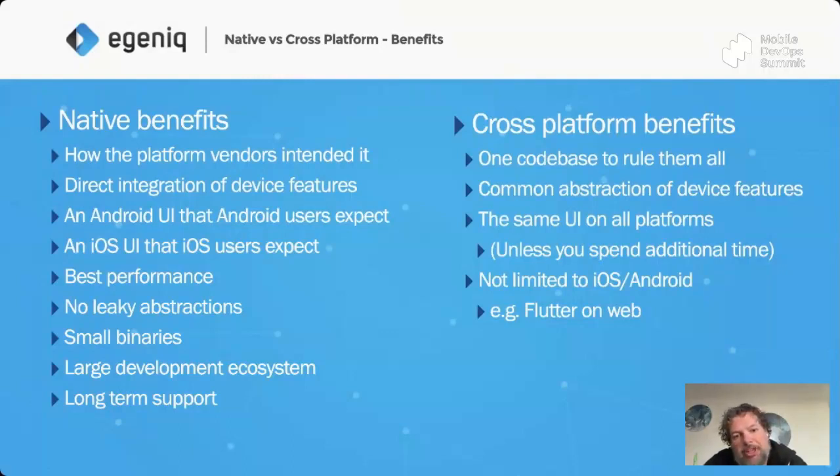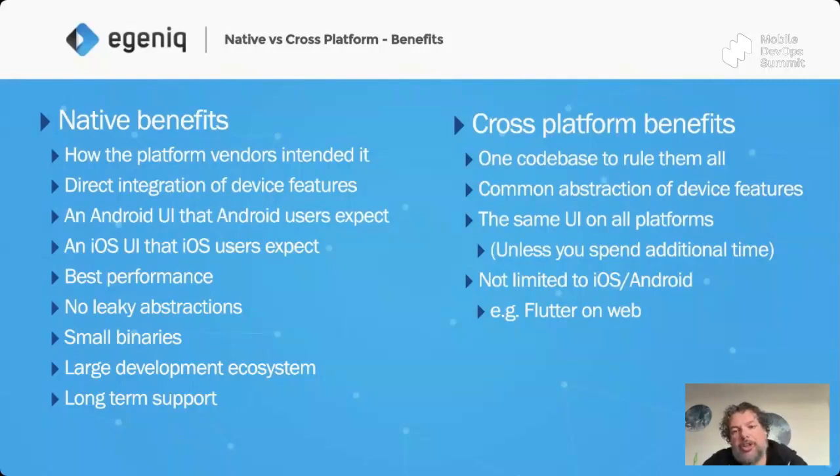Other benefits include things like best performance. There are no abstractions to deal with. You have smaller binaries, and there's a really huge, large ecosystem because most of the apps these days are still developed natively. But of course, cross-platform has its benefits as well. And in this talk, I want to look at if we can bring over some of those benefits to native development.